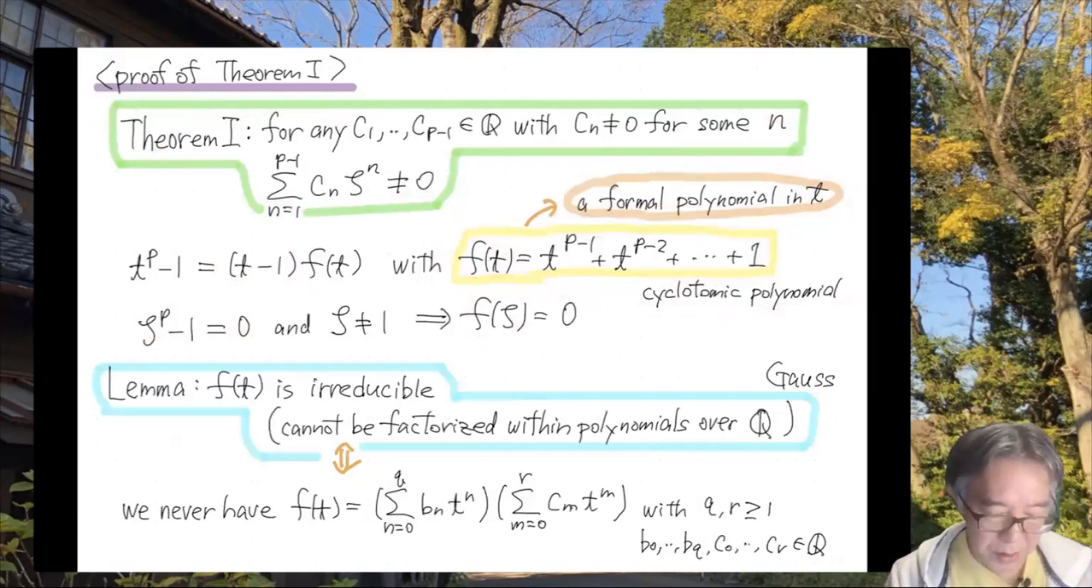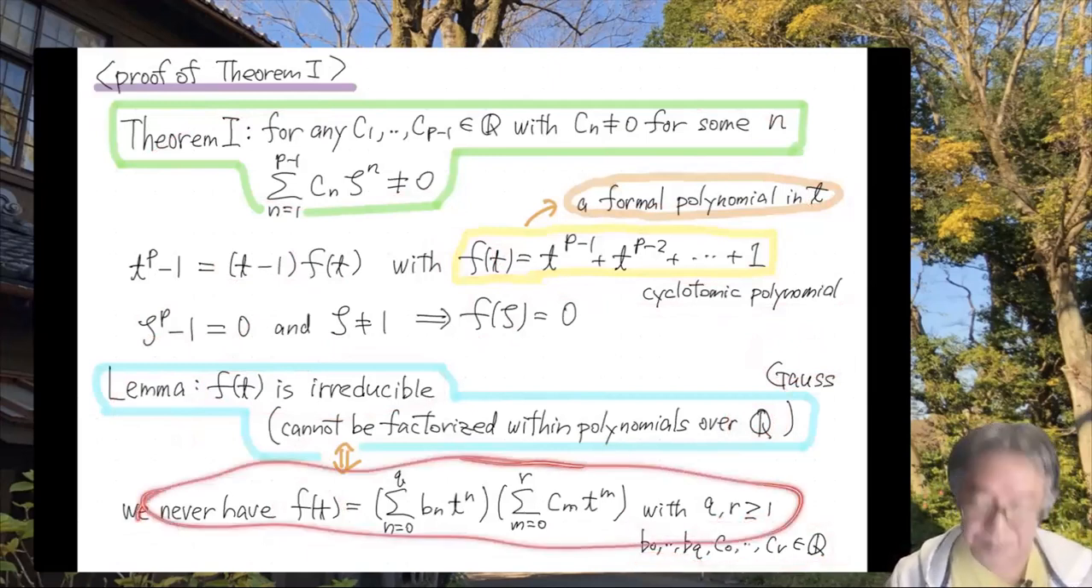And here's the important lemma, which is due to Gauss. Okay, and it says Ft is irreducible. More precisely, it says that Ft cannot be factorized within polynomials over Q, rational coefficients. So to be more specific, this is the statement. You can never write Ft like this, where Q and R are at least 1, and all these coefficients are rational. Okay, so this is what we are going to prove here.